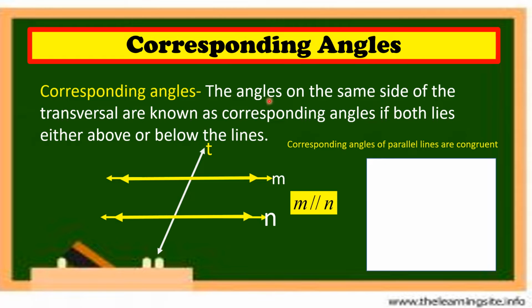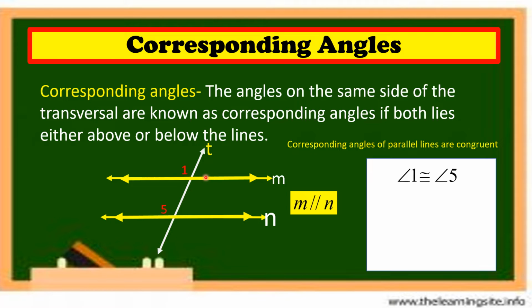Corresponding angles. The angles on the same side of the transversal are known as corresponding angles if both lie either above or below the lines. So what are the different pairs of corresponding angles? We have one pair: angle 1 and angle 5. Angle 1 and angle 5 are corresponding angles. M is parallel to N, and P is a transversal. If the lines are parallel, corresponding angles of parallel lines are congruent. Therefore, angle 1 is congruent to angle 5.